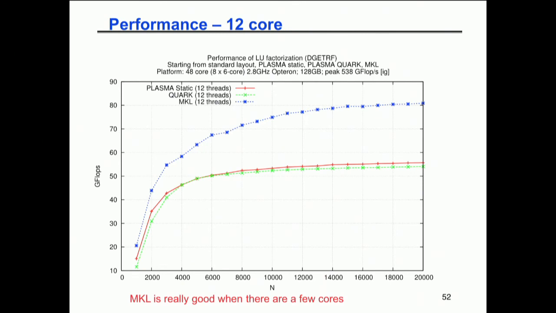And here's just a couple of performance numbers. So these are shared memory numbers. This is running on a 12-core system, and Plasma is the red line, Quark is the green line. So the two are pretty close in terms of the performance, the static one and the dynamic one. And MKL is the hand-optimized library from Intel.